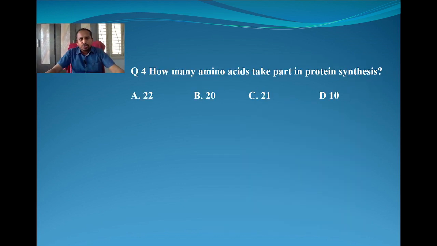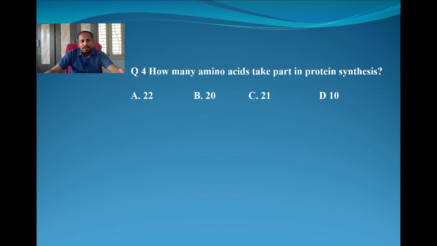So moving to question number 4. How many amino acids take part in protein synthesis? So this is a very fundamental question. You know, in protein synthesis, amino acids are the building blocks. Amino acids combine with each other to form protein. So among these four options: 22, 20, 21, 10, you will often be confused between option A and option B.